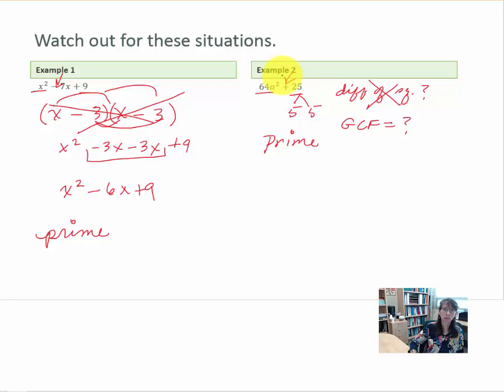If it is not subtraction, it cannot be a difference of squares. And with the perfect square trinomial, it can't be factored with that technique if the middle term is not matching, so do watch for those.